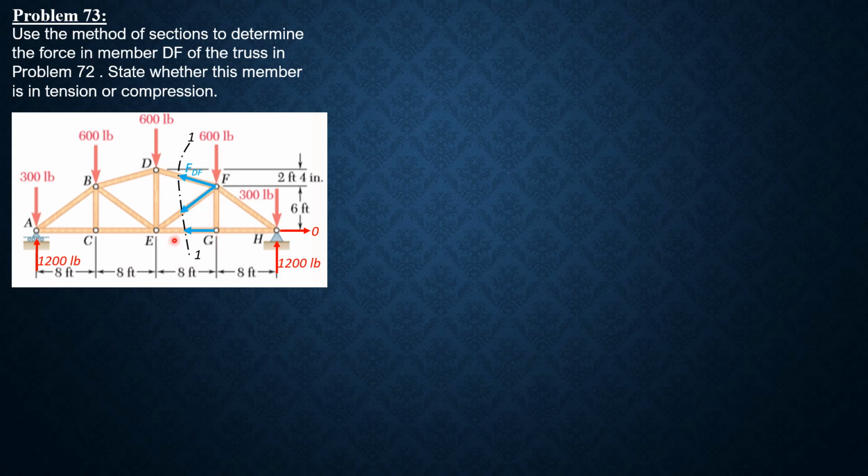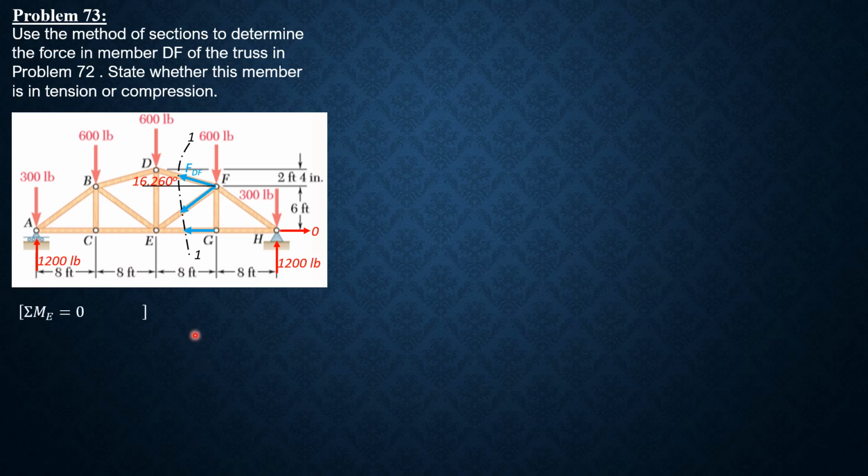Since we want to sum up moments about E, these two members are not involved in the moment equation, so I will not name them. We sum up moments about E. This is FDF, and the angle that FDF makes with the horizontal is arctan of (2 1/3)/8, which is 16.26 degrees. The horizontal component is leftward, the vertical component is upward. We always assume the member is in tension.